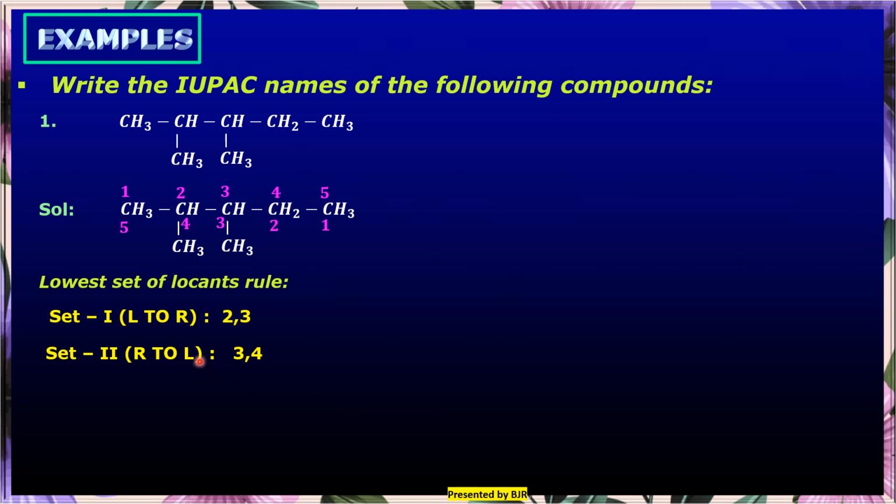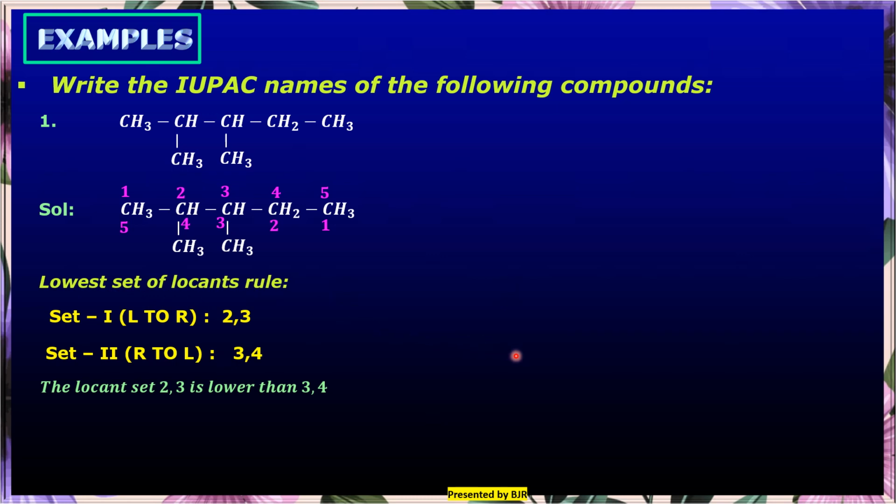If you compare these two sets term by term, 2 is less than 3 at the first point of difference only. No need to compare all other terms. At the first point of difference, 2 is less than 3. That means set 1 is lower than set 2. So the locant set 2, 3 is lower than 3, 4. That means numbering from left to right is the correct one according to the lowest set of locants rule.